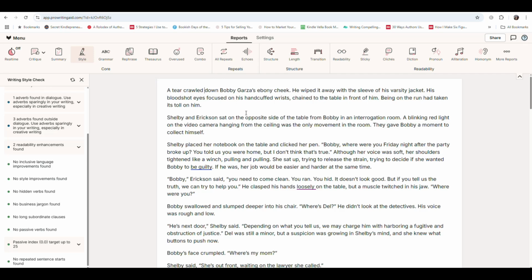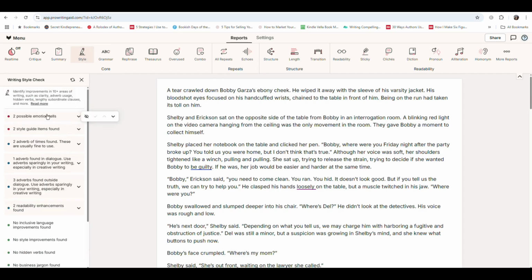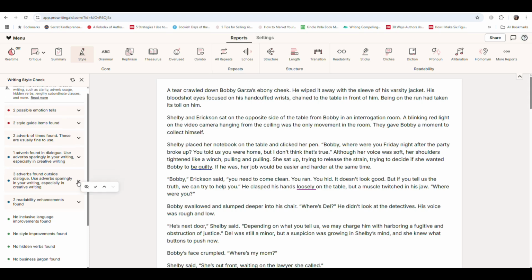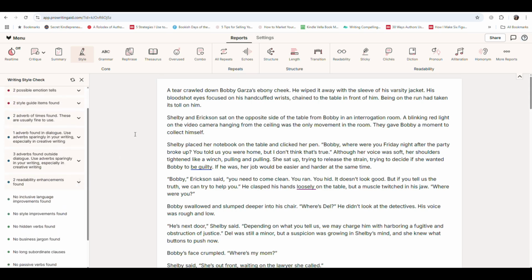Okay, this is an excerpt from Bright Girl, the detective story I just published in February. And the adverb report can be found again under style, where we found passive voice. And they also have emotional tells so that you can show instead of telling. I'll have a video on show, don't tell in the future. So we're not talking about that right now, but we are talking about adverbs.